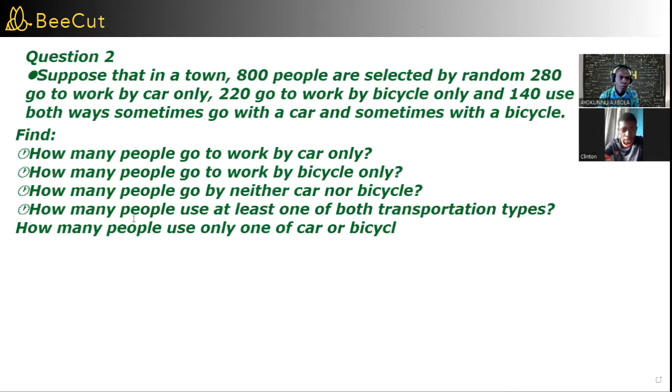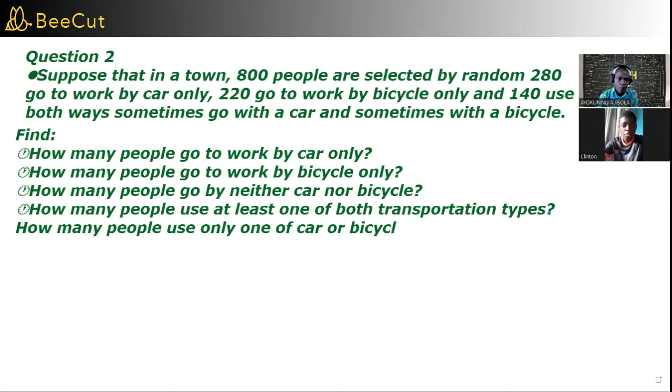Now it says, how many people go neither by car nor by bicycle? That is where the question comes, so we're going to be starting from that third question. Then this one says, how many people use at least one of both transportation types? So how many people use only one of car or bicycle? That's what that one is trying to say.